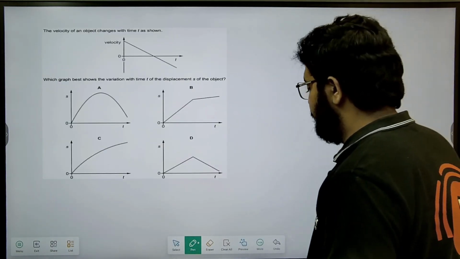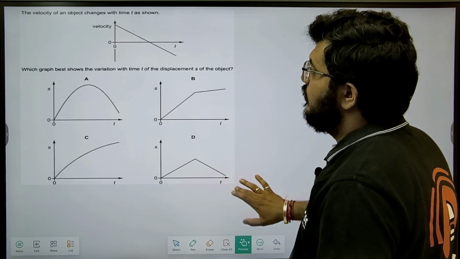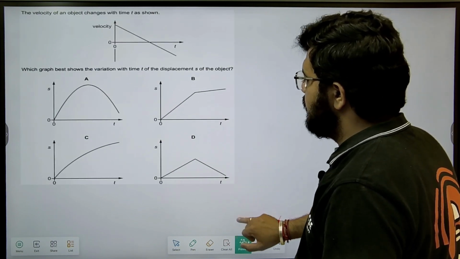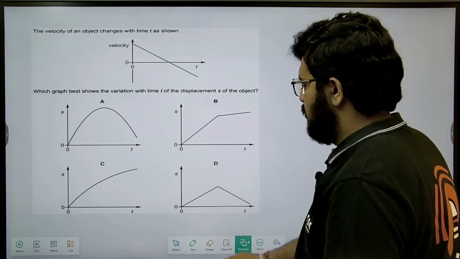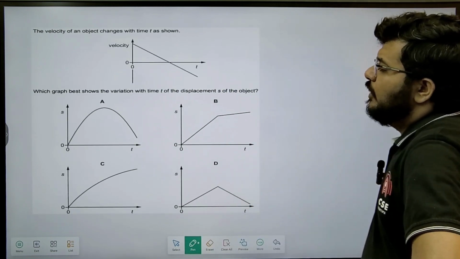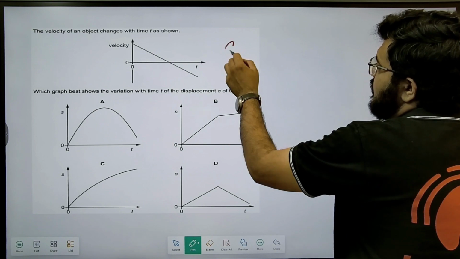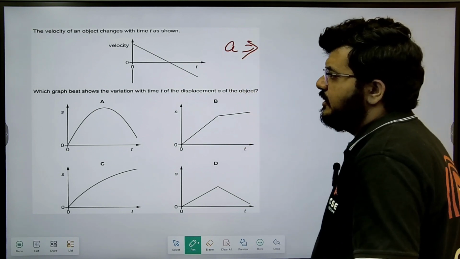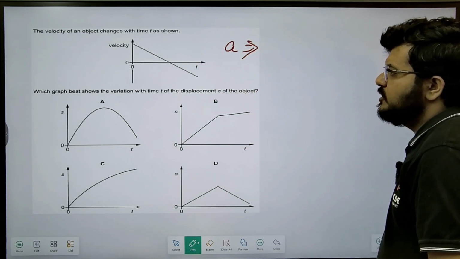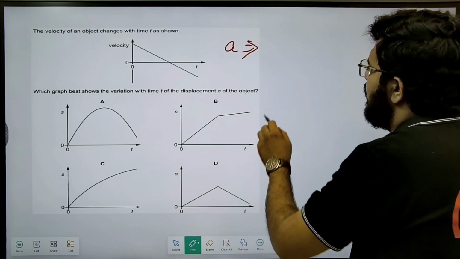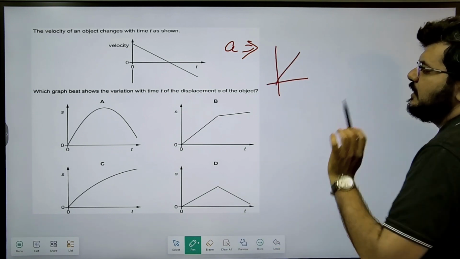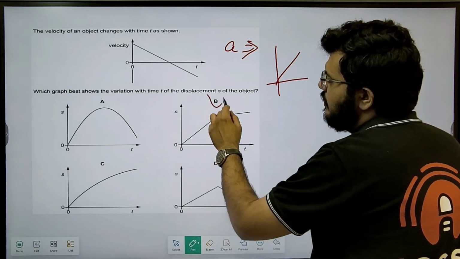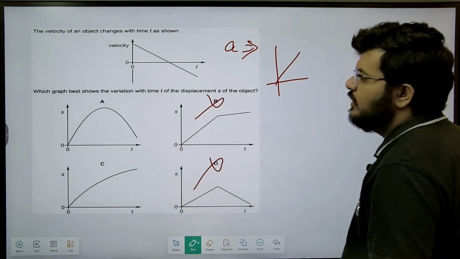Then we have: the velocity of an object changes with time as shown. Okay. Velocity changes, so there is acceleration. Whenever there is acceleration, what happens to the graph of displacement and time? See, whenever there is acceleration, the displacement graph cannot be a straight line. So wherever there is a straight line, straight away that is not your answer.